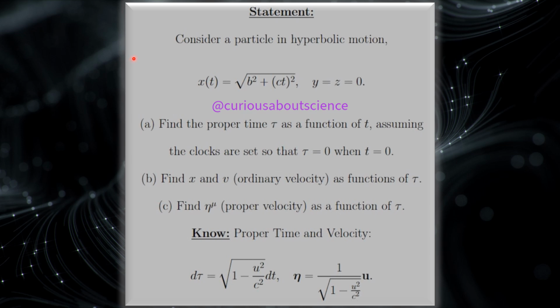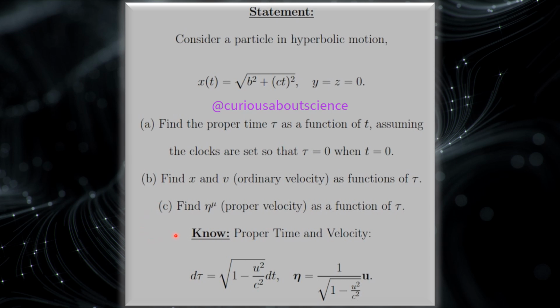Our problem statement today reads: consider a particle in hyperbolic motion, x of t is equal to the square root of b squared plus c squared t squared, where y and z are 0. A. Find the proper time tau as a function of t, assuming the clocks are set so that tau equals 0 when t equals 0. B. Find x and v, the ordinary velocity, as a function of tau. And then C. Find eta mu, the proper velocity, as a function of tau.